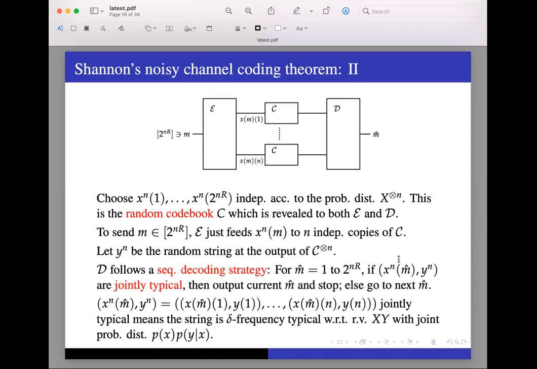According to the joint probability distribution, this should be typical. We defined typical in the last class, and we are going to look at it again. I'm thinking of frequency typical out here. If this is jointly typical, then output the current guess m hat and stop, or else go to the next candidate m hat. And what happens if you exhaust all the m hats and still don't see anything jointly typical? You just output an error, or let us say I output m hat equal to 1. Doesn't matter. This will go into the error analysis.